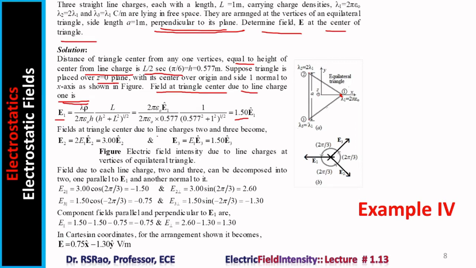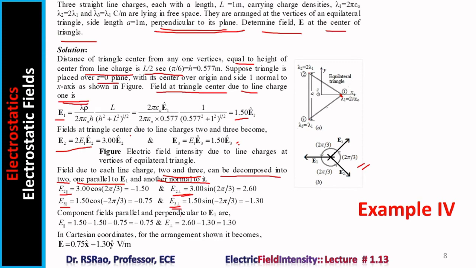Fields at the triangle center due to line charges 2 and 3 become E2 equal to 2 E1 E2 cap, E3 equal to E1 E3 cap. Here the 2 has come from lambda 2 equal to 2 lambda 1, and E3 equal to E1 E3 cap has come from lambda 3 equal to lambda 1. Now the field due to each of line charges 2 and 3 can be decomposed into two components, one parallel to E1, another normal to it. The diagram shown in B is useful in resolving the fields into two components: E2 parallel, E3 parallel, similarly E2 perpendicular, E3 perpendicular.